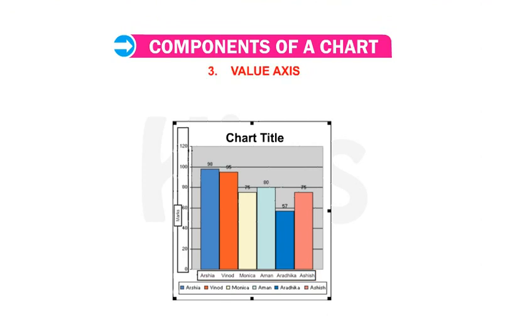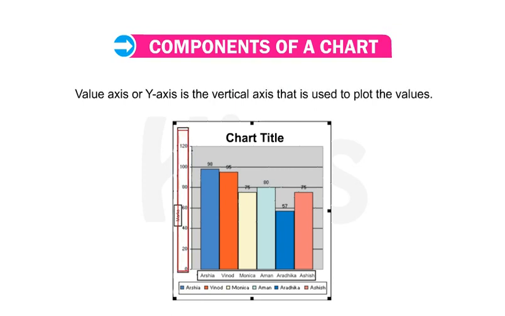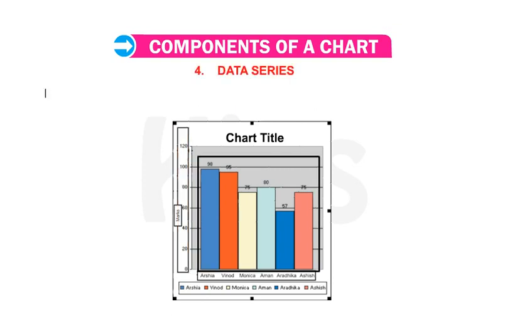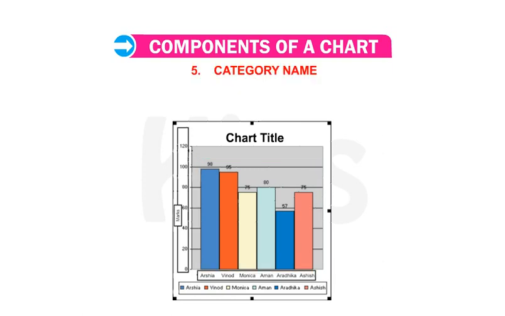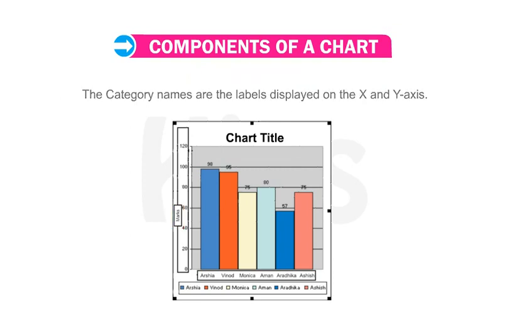Number 3. Value axis. Value axis or y-axis is the vertical axis that is used to plot the values. Number 4. Data series are the bars, slices or the other elements that show the data values. Number 5. The category names are the labels displayed on the x and y axis.